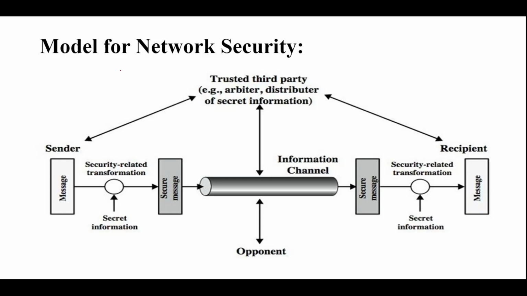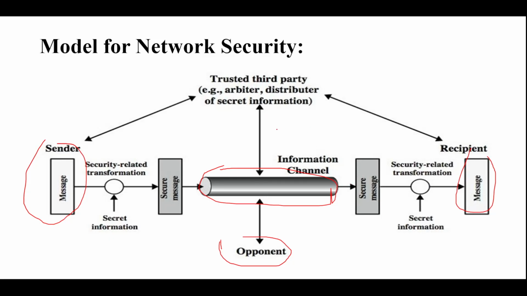So for sending information, we will require one sender, then the receiver, and then the information channel through which we are going to send the information. So in a network security model, three major components are involved. First of all, the sender, second is the receiver, and third is the information channel through which we can send the information. And in this transmission of data, there is an opponent named an attacker. You can say attacker or hacker or opponent. That person can check the information and break the information shared by the sender with the receiver.